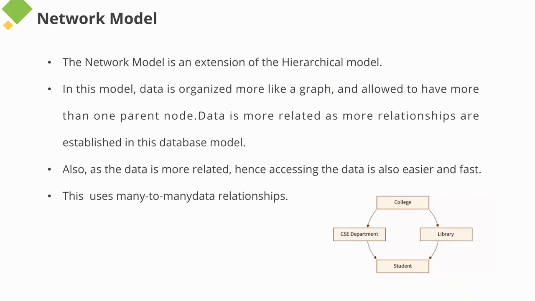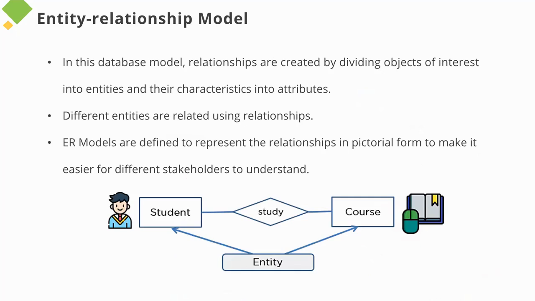The next model is the most common and most used model, that is the entity relationship model. So what is an entity? An entity is something called an object, like the student is an entity, the course is an entity, whatever things we name, that is called an entity.